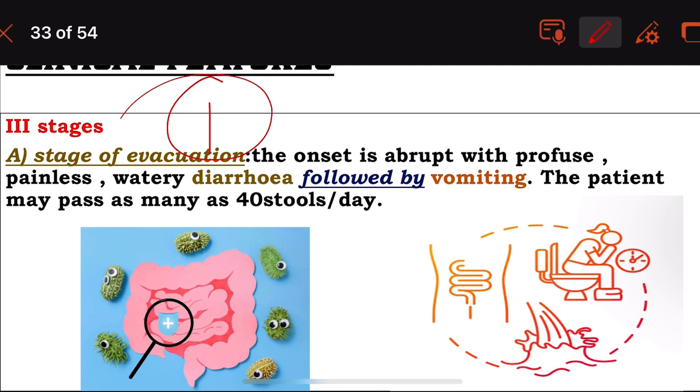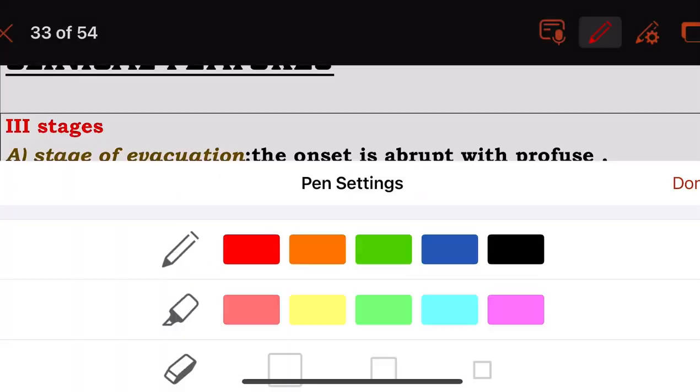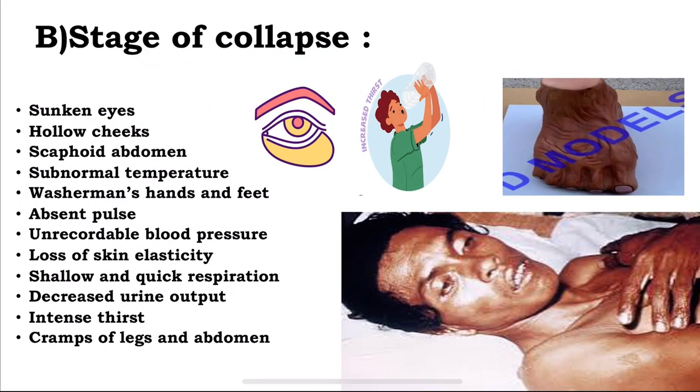The patient may pass as many as 40 stools per day. So what do we see here? That the patient can pass up to 40 stools per day. Can you believe it? 40 stools per day. So exhausting it's going to be. Next, we move further to the stage of collapse. The collapse stage is a critical phase where the body is severely depleted of fluids and electrolytes. Now it is a quite critical stage.